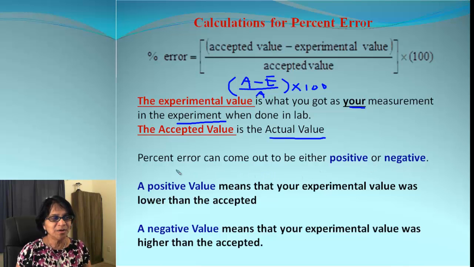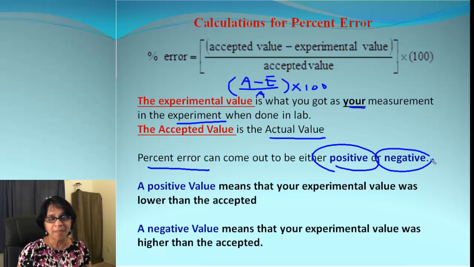Now keep in mind, percent error could be positive or it could be negative. That sign has some significance. If the value is positive, that means your experimental value is lower than the accepted value. And if it is a negative value, it means that your experimental value is much higher than the accepted value.